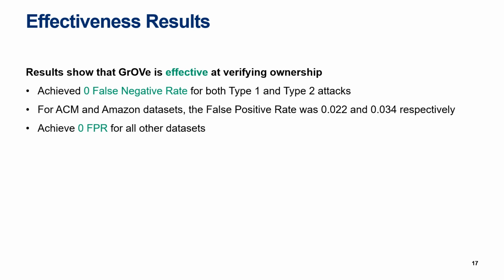When we ran the experiment, we found that GroVE is effective at verifying ownership, such that it achieved a zero false negative rate for both type 1 and type 2 attacks, even though it was not trained on type 2 attacks. And for the Amazon and ACM datasets, the false positive rate was only 2.2 and 3.4% respectively. For all other datasets, we were able to achieve a zero false positive rate.